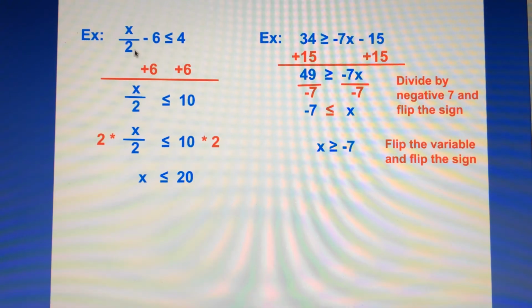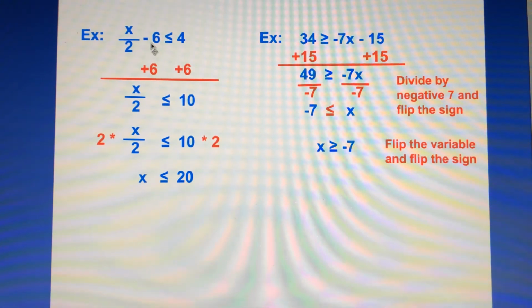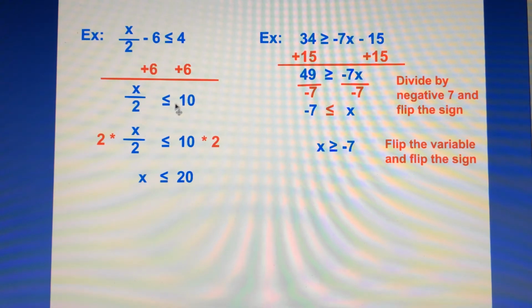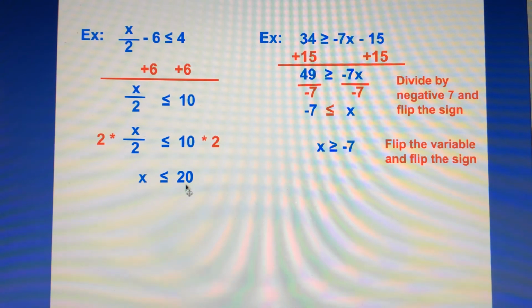In this case, I'm going to get rid of the minus 6 first, and I'm going to add 6 to both sides. I am left with x divided by 2 is less than or equal to 10. How do I get rid of the denominator? I multiply. Multiply both sides by 2, which is a positive value, so I do not need to flip the sign. They cancel each other out, and x is less than or equal to 20.